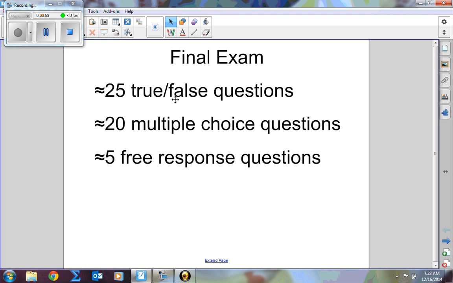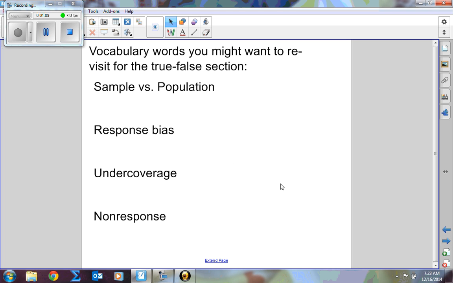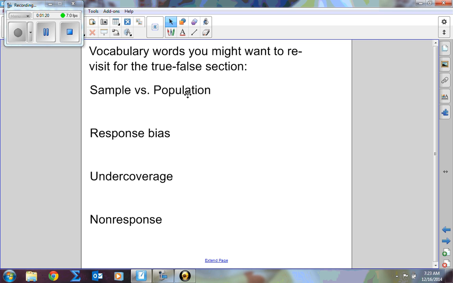So let's go over the true false questions first, and then I'll make videos for the other two. And then you can watch your favorite over and over again, whichever one you feel you need the most work on. To properly prepare for this, you're going to want to look at vocabulary words for the true false section. That's basically what you're doing, answering questions about different vocabulary words. And here are some that I highlighted throughout that you want to look at again.